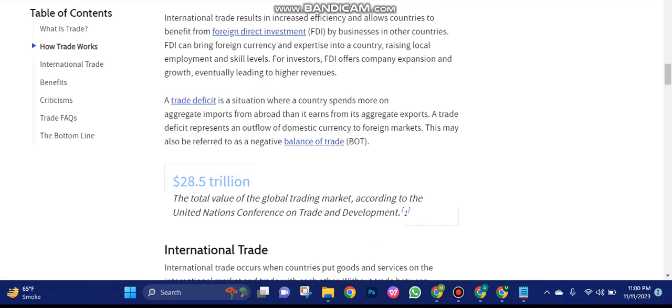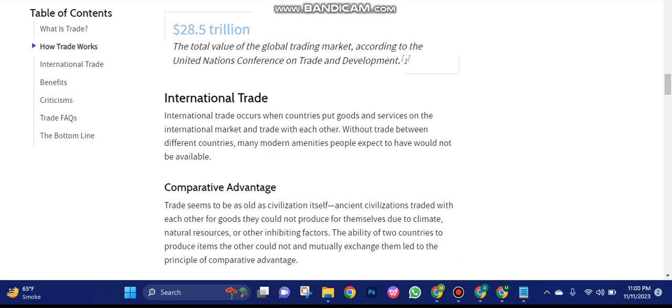$28.5 trillion is the total value of the global trading market according to the United Nations Conference on Trade and Development. International trade occurs when countries put goods and services on the international market and trade with each other. Without trade between different countries, many modern amenities people expect to have would not be available.